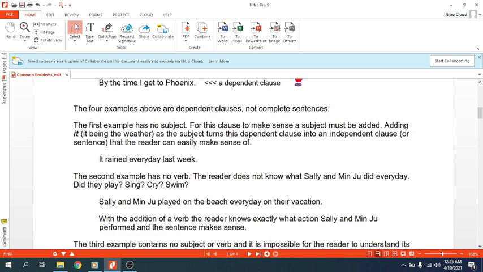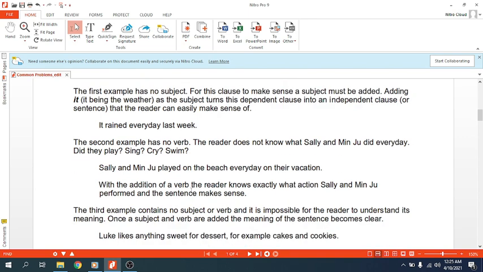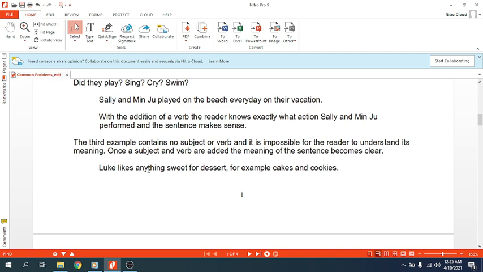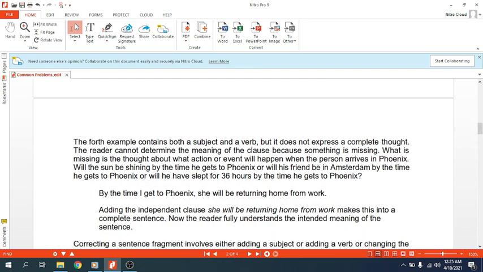So ini dikasih contoh, "Sally and Minju played on the beach every day on their vacation." Lalu yang ketiga tadi apa? For example ya, "Luke likes anything sweet for dessert, for example cakes and cookies." Lalu yang "by the time", okay, "by the time I get to Phoenix", add. Jadi begitu saya tiba di Phoenix, tambahkan kalimat apa yang akan terjadi begitu saya tiba di Phoenix.